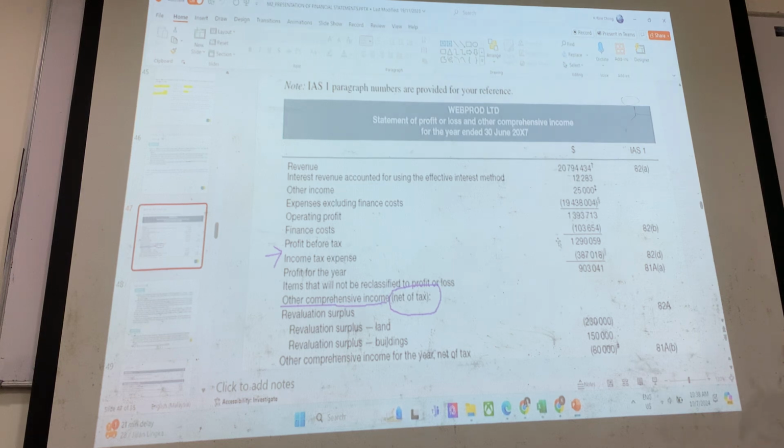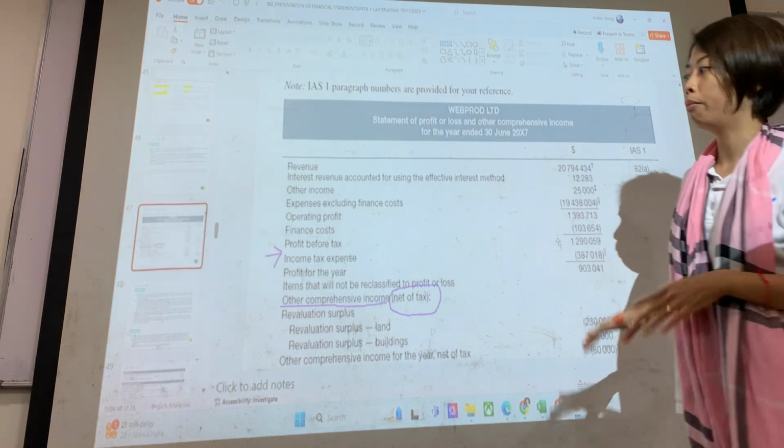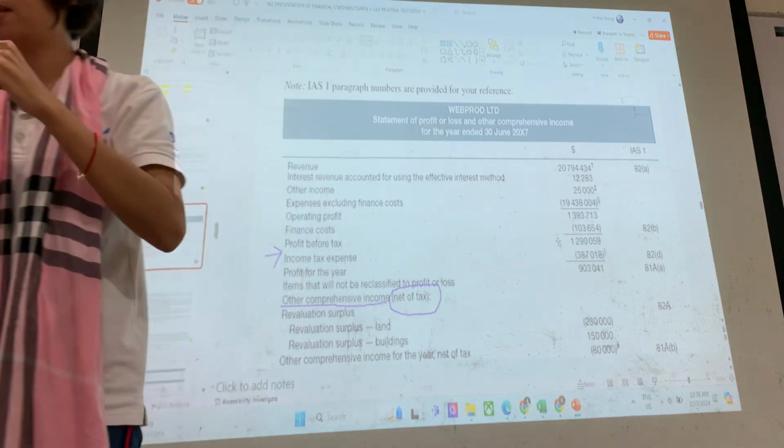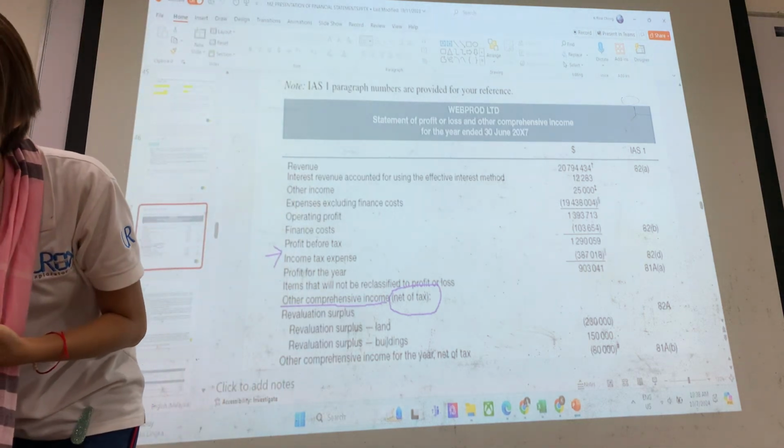By the way, this slide will help us appreciate that we are only writing the movement, the increase or decrease, in your statement of profit or loss and OCI, not the opening balance and closing balance. So this is the increase or decrease movement only for the year ended. So that's the movement only.